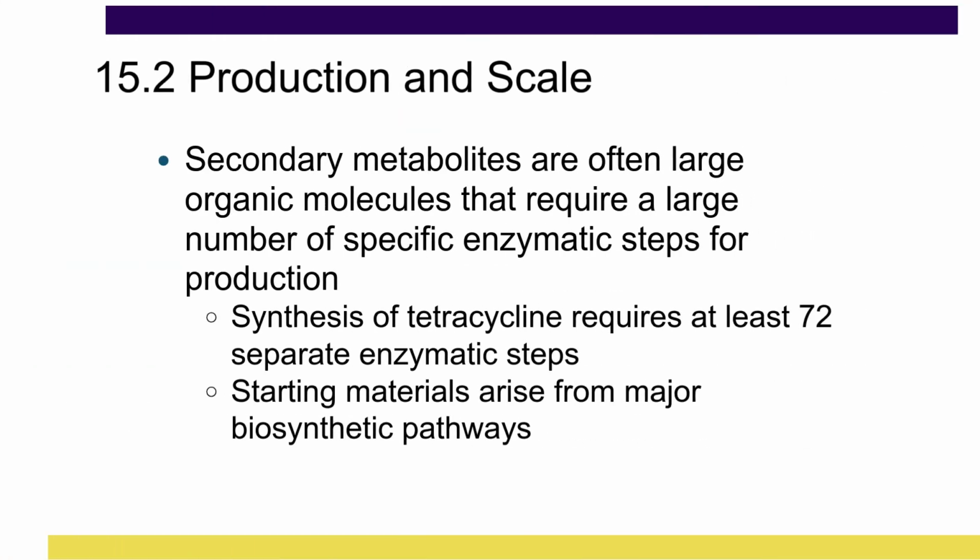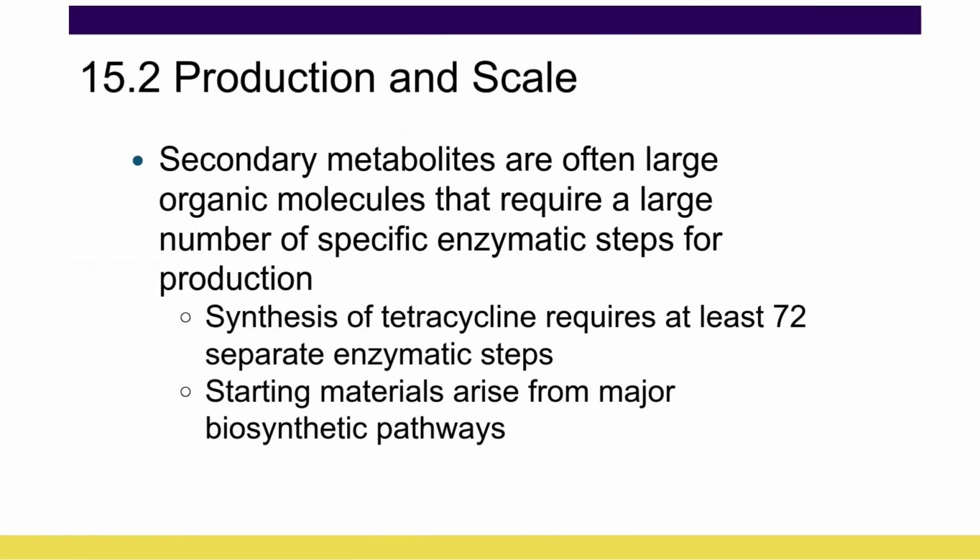Another important point about secondary metabolites is that they are often large, complex organic molecules. Their production requires a large number of specific enzymatic steps. For example, the synthesis of the antibiotic tetracycline requires at least 72 separate enzymatic steps. The starting materials for these complex molecules arise from the major biosynthetic pathways within the cell.